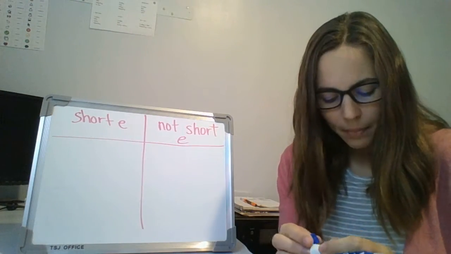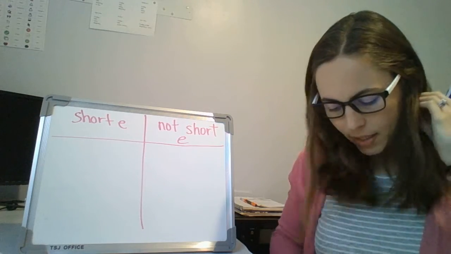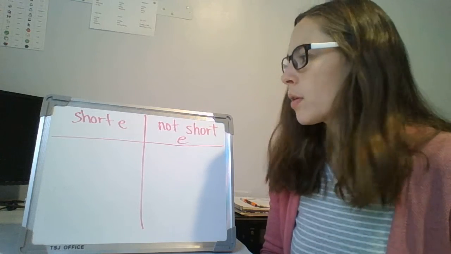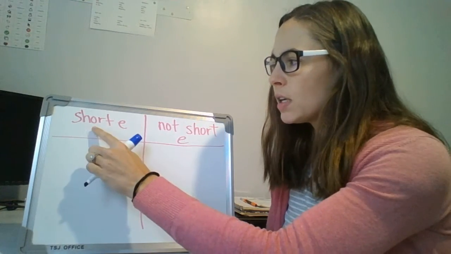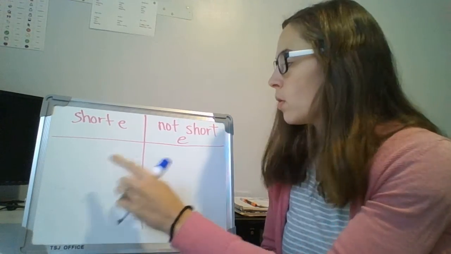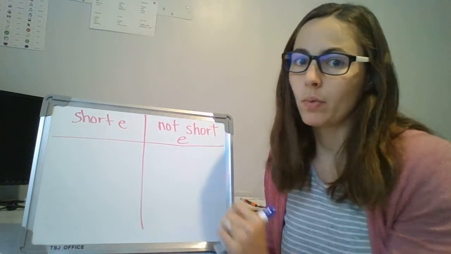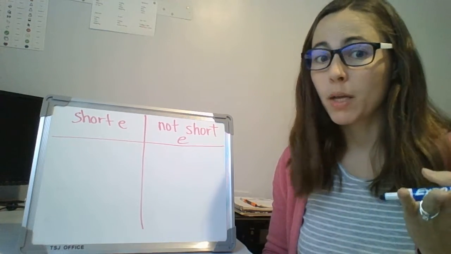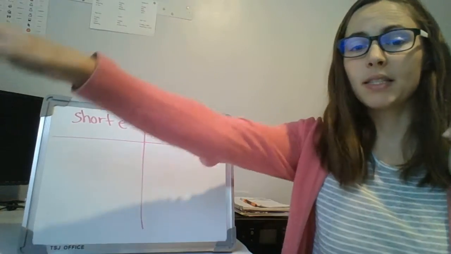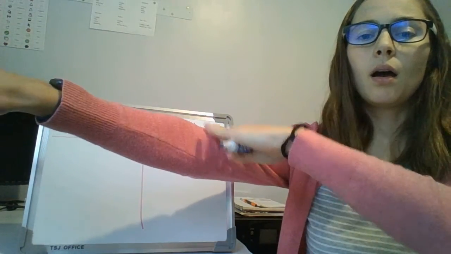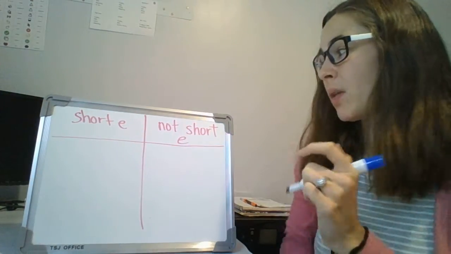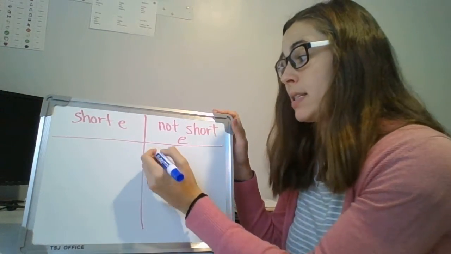Okay, my first word that is on my list here is bug. Bug. Okay, so I have to decide, is it going to go in my short E side? Does bug have the short E sound in it? Or is bug not a short E sound word? Bug. We can use our arm to figure out if any of the sounds make the sound. Let's see. Bug. Did you hear it? Nope. So I need to put it in my not short E section.